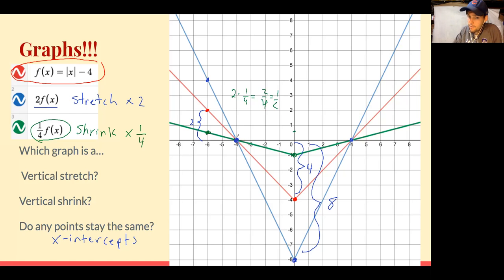But again, the x-intercepts remain the same, because if they're 0 units away, if we change that by a factor, multiply it by a 4th, it still would remain 0 units away. A lot going on there. I kind of wanted to show you visually what's happening with the graph and how the stretch or the shrink is occurring, either getting closer to the x-axis on a shrink or stretching farther away on a stretch.